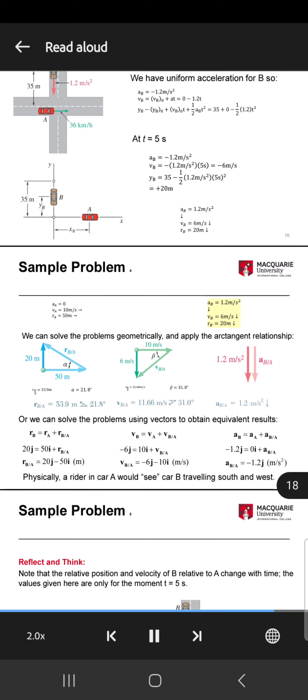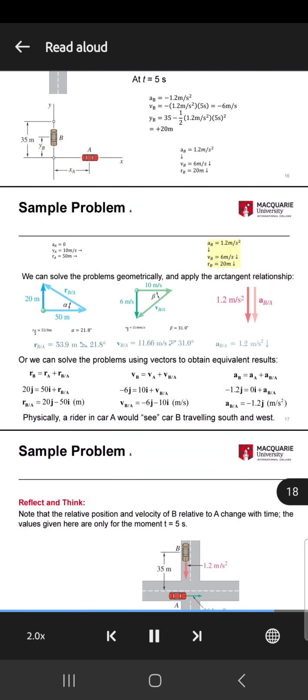Sample problem 4. a_B equals 1.2 m/s² down pointing arrow, v_B equals 6 m/s down pointing arrow, r_B equals 20 m down pointing arrow. Right triangle with horizontal position of A being the bottom side at 50 meters, vertical position of B being the left side at 20 meters, and relative position of B with respect to A being the hypotenuse. Angle equals 21.8 degrees.